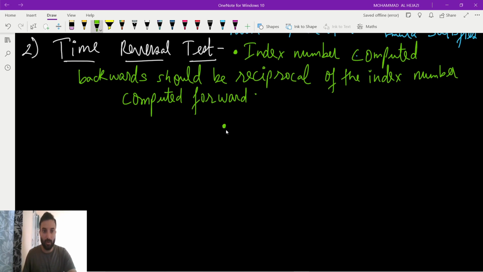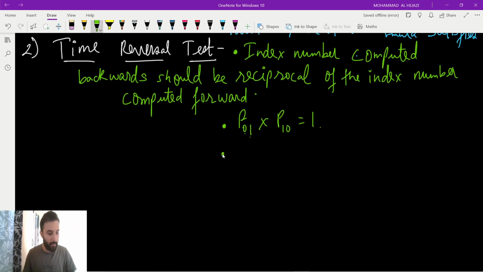So this is the formula for time reversal. Time reversal means P01, the price index number from base year to current year, into the price index number from current year to base year, is equal to 1, because time reversal reverses the time.